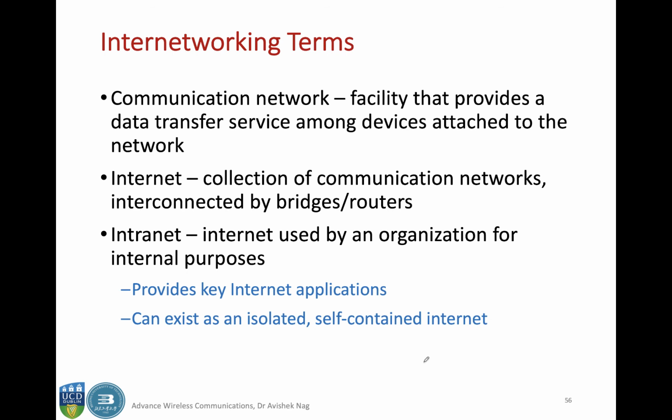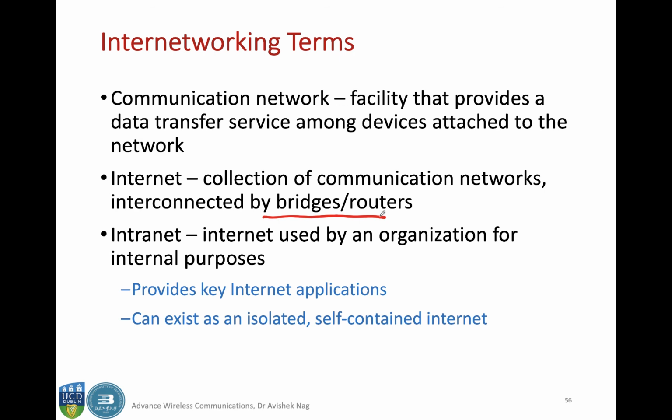So let's move on with the internetworking terms. We have a communication network. This lecture is all about communication networks. We are studying everything under the broad category of communication networks. A communication network is a facility that provides a data transfer service among devices attached to the network. Then the internet is basically a collection of communication networks. There can be many communication networks, each of them interconnected by bridges or routers.